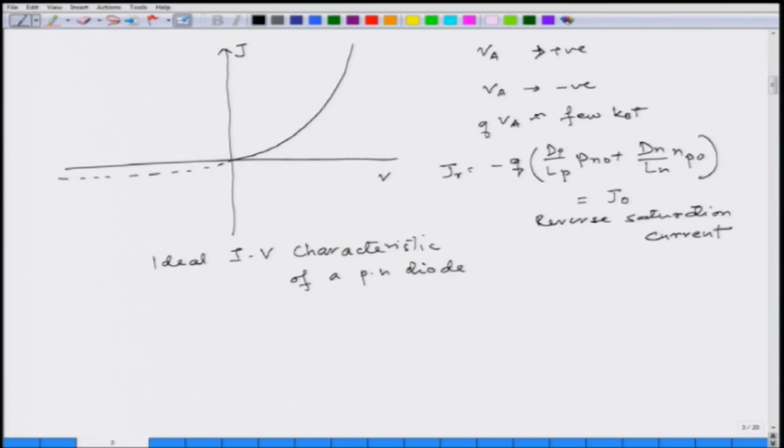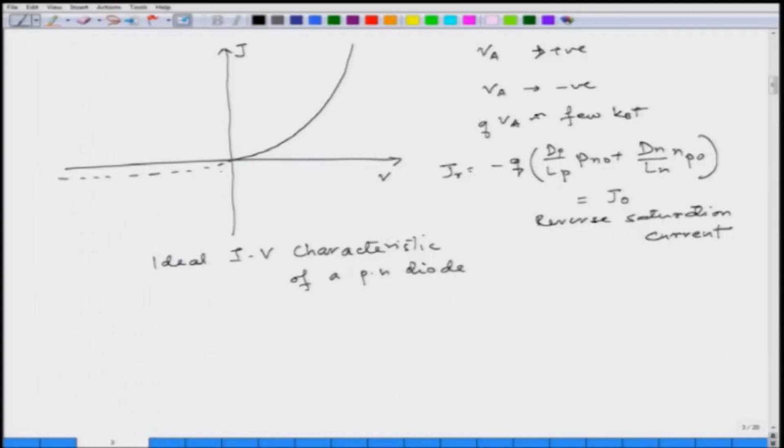It basically gives a behavior in which in the forward bias you have exponentially increasing current, and in the reverse bias you have a very small current. Effectively, it is saying this is a device which can work as a rectifier. It will allow current to flow in one direction, but in the reverse bias it will not allow it to flow, and hence many devices can be made from this particular diode.